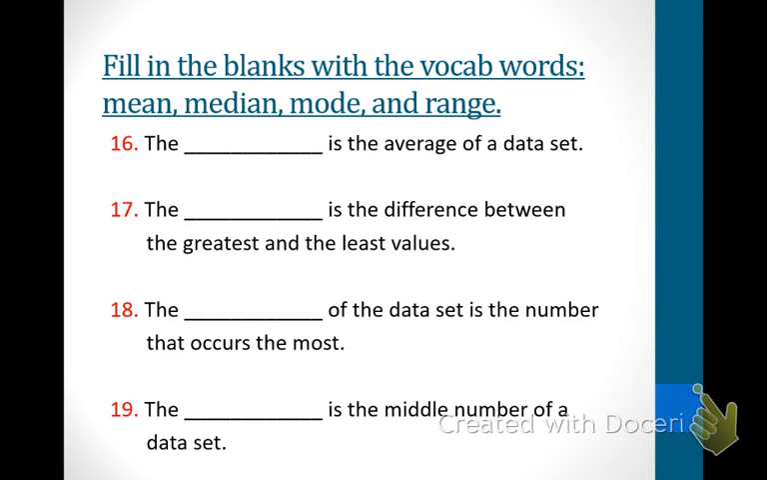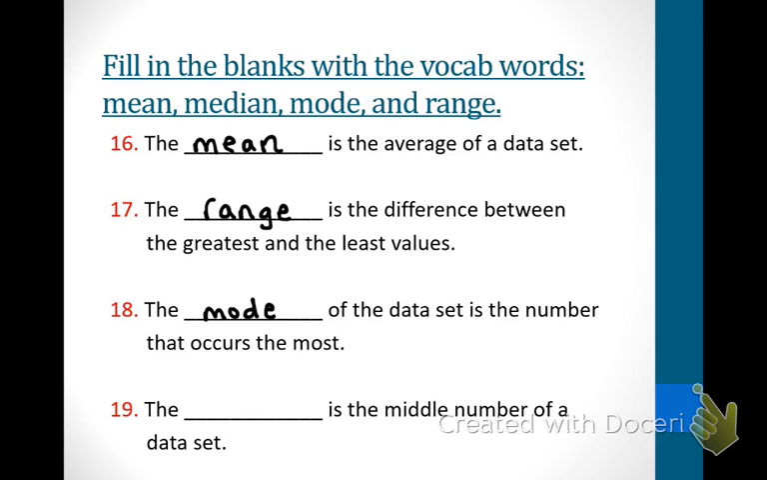For this one, we're filling in the blanks with the vocab words mean, median, mode, and range. First up, number 16. Emma, read for me what you have. That is correct. The mean is the average of the data set. Next up, Michael, number 17. The range is the difference between the greatest and least value. That is correct. Good job. Next up, Carlos, number 18. The mode is the one in the data set that occurs the most. That is correct.